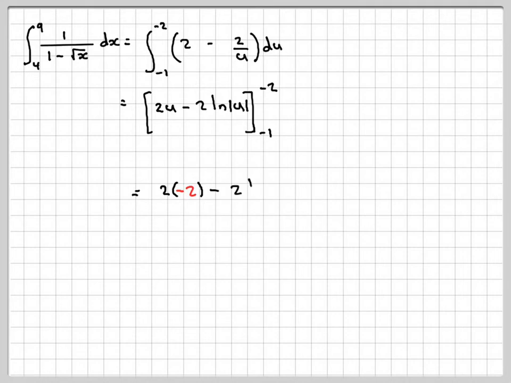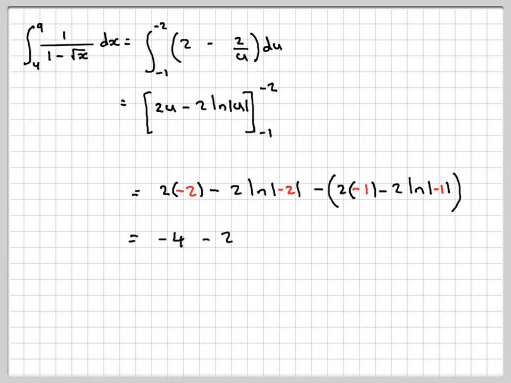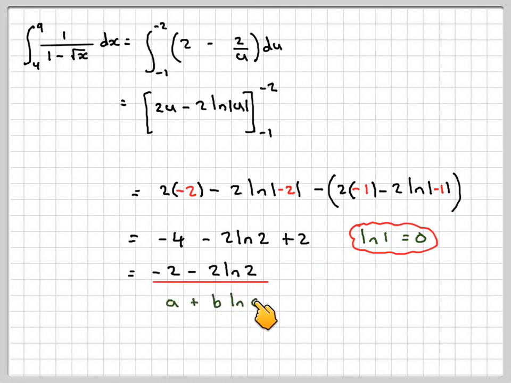Substituting in minus 2: 2 times minus 2, minus 2 ln of the absolute value of minus 2. Minus, brackets, 2 times minus 1, minus 2 ln of the absolute value of minus 1. Be very careful with the minus signs and how you substitute in. So we get minus 4 minus 2 ln of 2, and then minus, which makes plus 2, and then ln of 1 will be equal to 0. So this bit here will be equal to 0. So minus 4 plus 2 gives minus 2 minus 2 ln of 2, which is a plus b ln c.